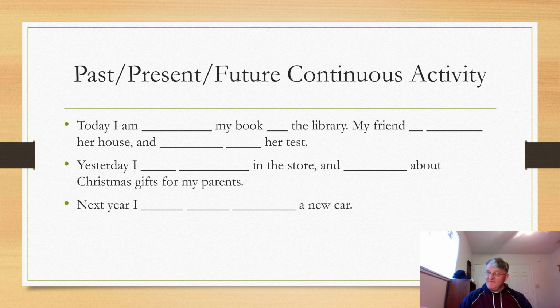You are saving money. Perfect. There's a present continuous for you. You are saving money. Maybe you are looking at cars in a magazine. Excellent job. Yeah, you are doing research. Perfect. You want to buy the perfect car.